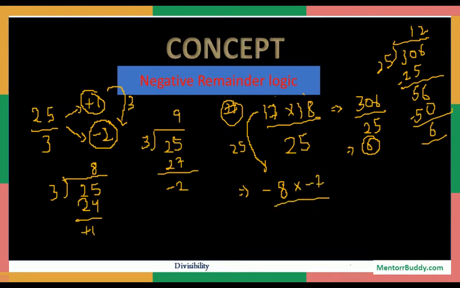Now solving this further, minus 7 into minus 8 equals 56, divided by 25, and we know that when 56 is divided by 25, the positive remainder is 6. That's the correct answer. I believe that multiplying 17 into 18 and dividing by 25 is more difficult than multiplying minus 8 and minus 7 and then dividing by 25. So this is the logic where the negative remainder plays the important role.